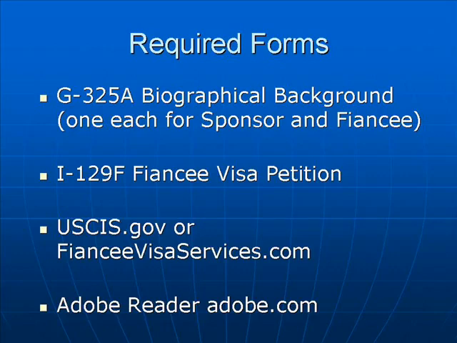The second form is the I-129F form, which actually is the name of the package you'll be submitting to get the fiancé visa. This form basically again asks some of the same questions about a fiancé, sponsor, their background, and some questions about how you met and what your situations are.